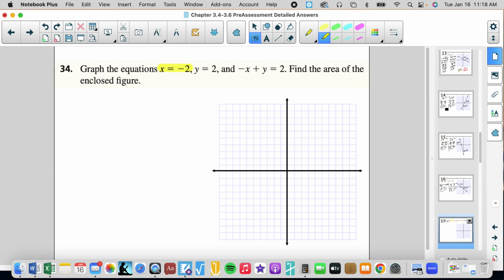So this is graph the equations. There are 3 equations here. X equals -2. It's going to cross the x-axis at -2, and that looks like this. That is that line. And then we have to graph y equals 2. And that is an equation that looks like this.